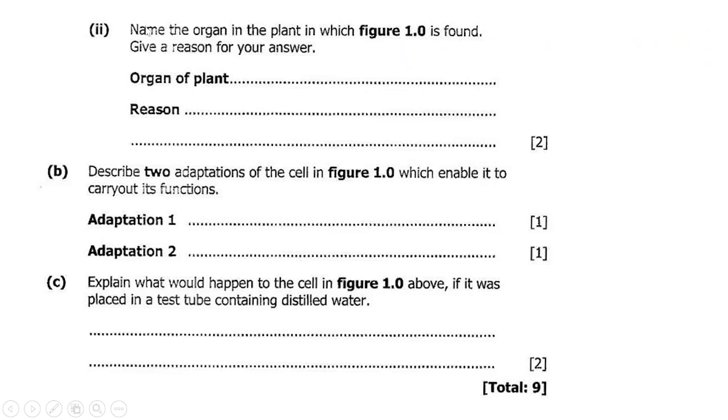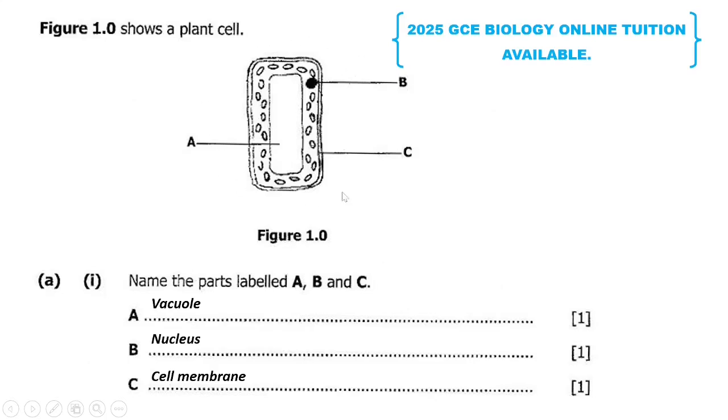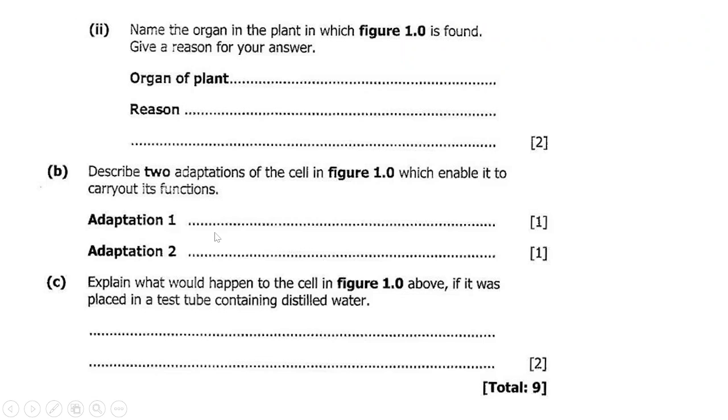Name the organ in the plant in which figure 1.0 is found. Give a reason for your answer. When we check this plant cell, it is rectangular in shape. Since it is rectangular in shape, we can conclude that this is a palisade cell and it has these particles in it. These are chloroplasts. So since it has chloroplasts and is rectangular in shape, the organ in which it is found should be the leaf. Okay, so the organ of the plant is the leaf.